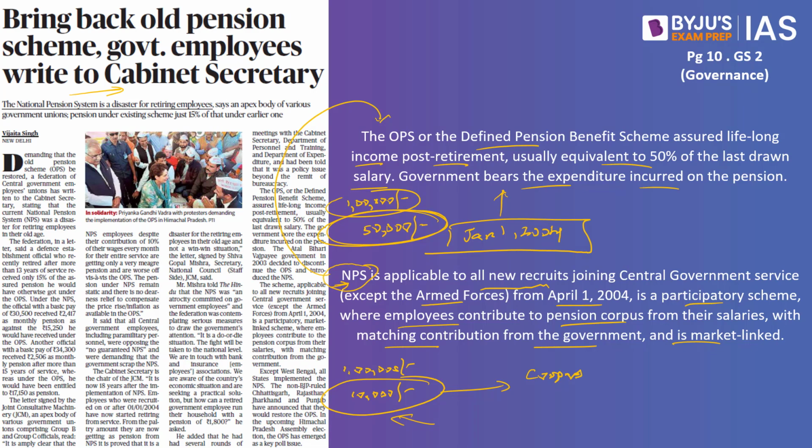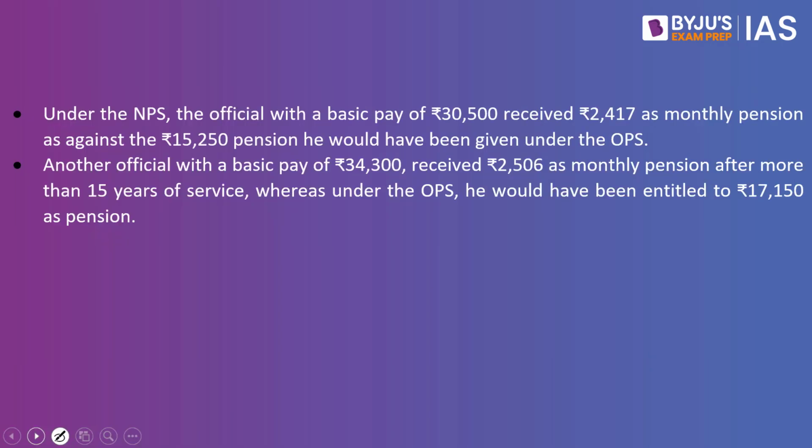But at the end of 60 years, or at the end of retirement, this person will get all that he has saved of his 10% along with the government contribution. This will be put into a corpus and given as the pension. So what is the concern of the people who are getting the NPS? They go on to say that under the NPS, the official with a basic pay of 30,500 received 2,417 as monthly pension, as against 15,250 pension he would have been given under the OPS.